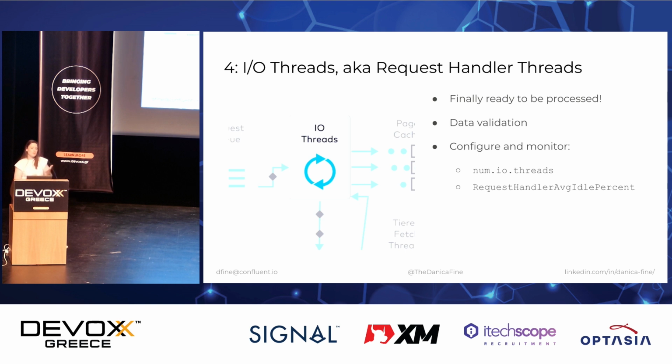And since the IO threads have a lot of actual work to do at this point, you really want to configure how many there are. You can change this using num IO threads. The default is 8, but you're free to change it up to the number of cores that you have available. And if you want to monitor how well your threads are doing, you're going to use request handler average idle %, and you'll ideally want this to be closer to 0 to show that the threads are idle more often than not, right? And 1 means that they are overworked.